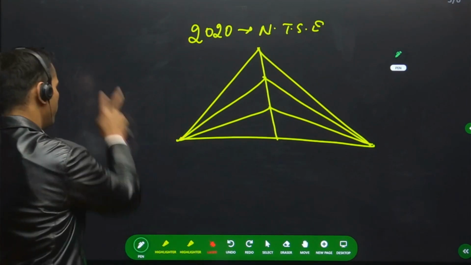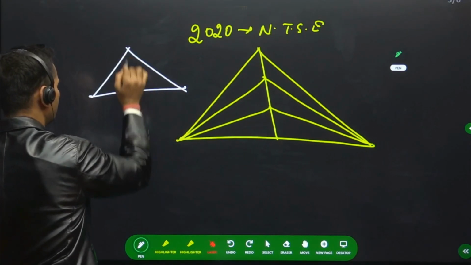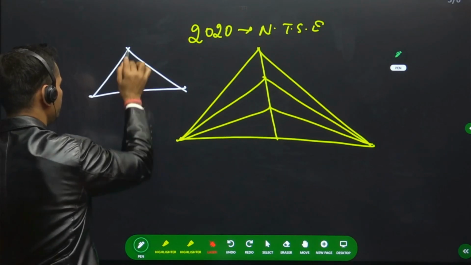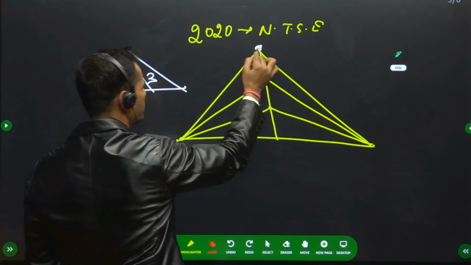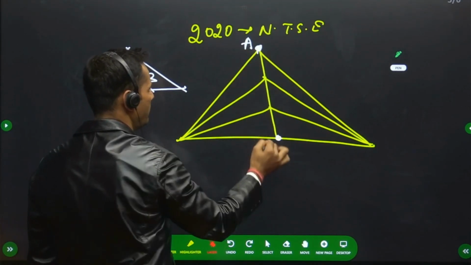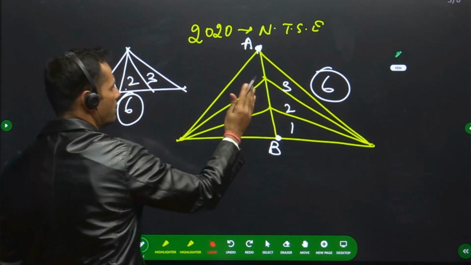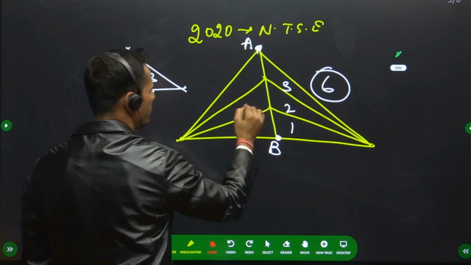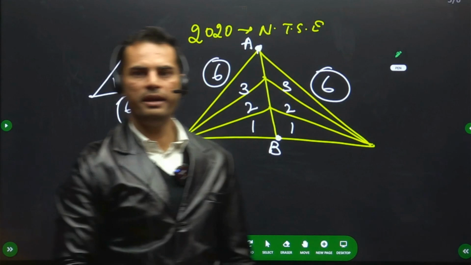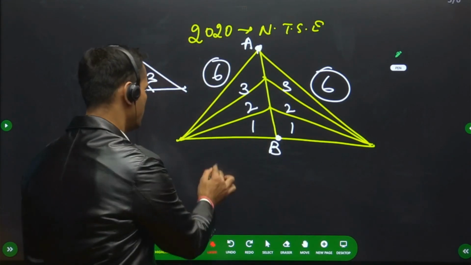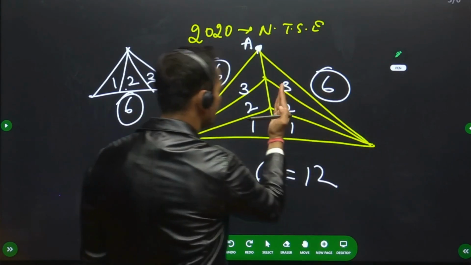See, I have already taught you to find the total number of triangles if you have a figure like this. 1, 2, 3. So total 6 triangles are there. So consider this as the base, AB. If AB is the base, then 1, 2, 3, 6 triangles will be there on this base, towards the right hand side. And similarly 1, 2, 3, 6 triangles are on the left hand side. So 6 plus 6 made 12 triangles. Right side 6 triangles, left side 6 triangles.